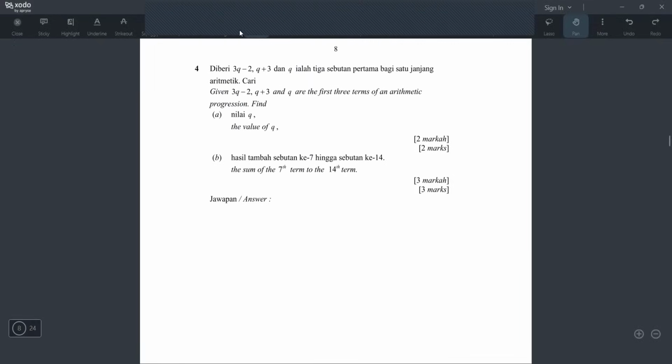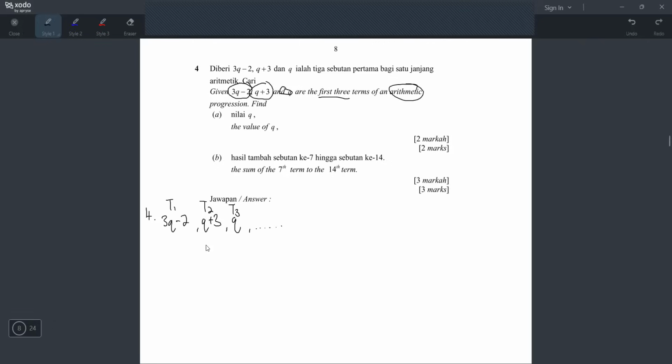Okay, let's continue. Okay, number 4. I think this is progression. So first thing first is read the question first. Okay, let's read. Given 3q, minus 2q, plus 3q are the first three terms. If they say first three terms, it means these three terms are consecutive, and also these three terms are T1, T2, and T3, because they mention first three terms, right? So there are still a lot of terms at the back, but these are the first three terms of an arithmetic progression. So definitely it will be a and d later.